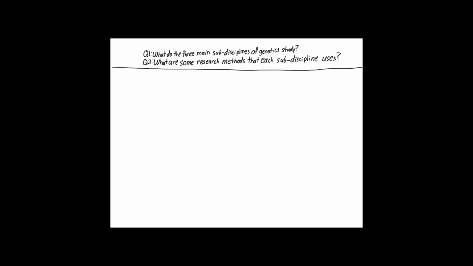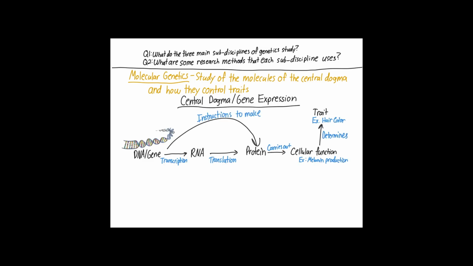In this video, we'll take a look at molecular genetics, which is what my own training and research is in, so this is the subdiscipline of genetics that I'm the most familiar with. As its name suggests, molecular genetics studies the molecules of the central dogma and how they control traits. And in previous videos, you've already seen what these molecules are in the central dogma. They're DNA, RNA, and protein.